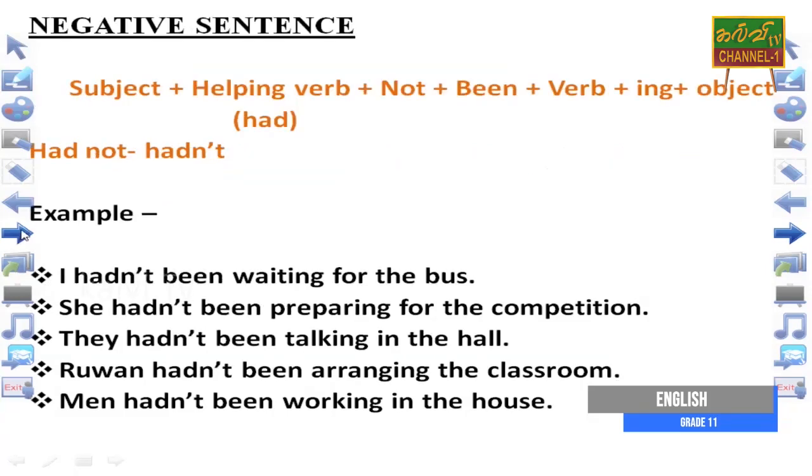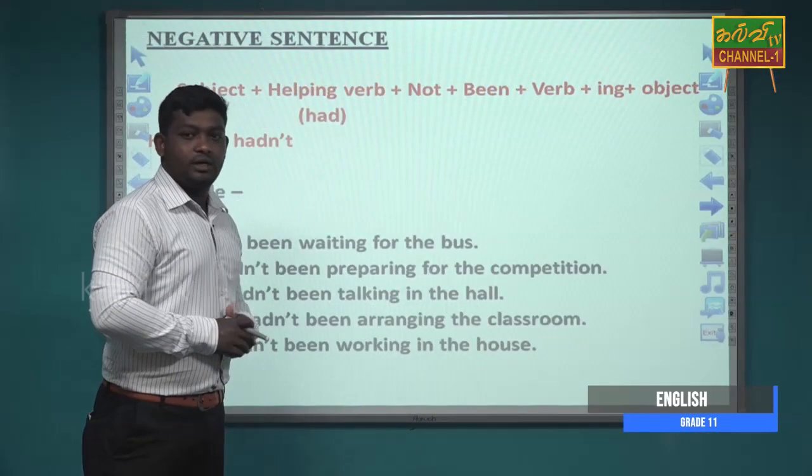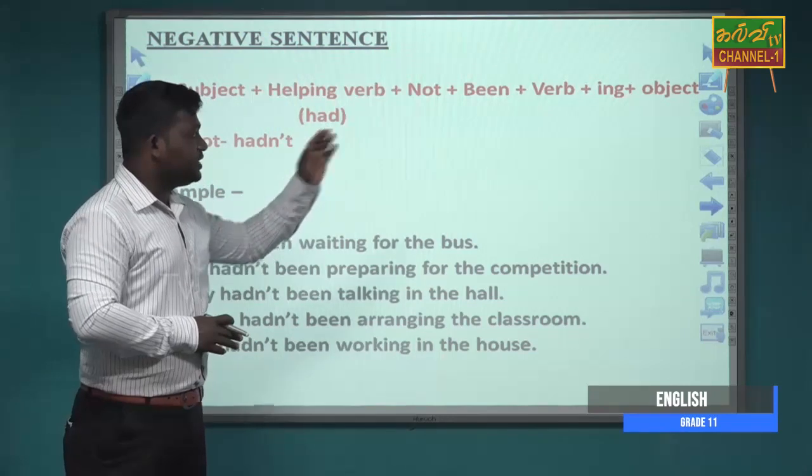And when we look at the negative sentence structure, the negative sentence structure can be subject plus helping verb plus not plus been plus verb ing and object. The helping verb had and not can be changed as hadn't. Hadn't is the contraction form for had not. And here we use been after not and the verb ing.